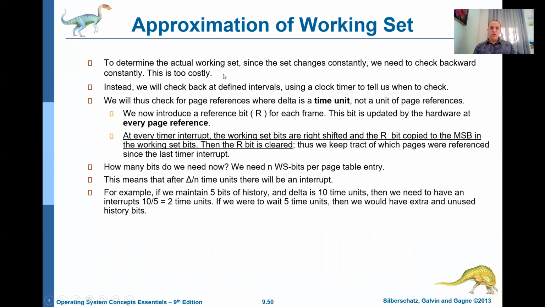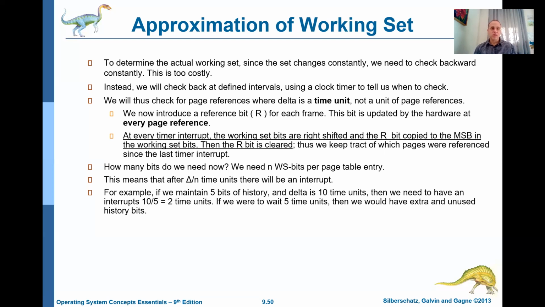To determine the actual working set, since the set changes constantly, we need to check backwards constantly. This is too costly. Instead, we will check back at defined intervals using a clock timer to tell us when to check. Up to now we were saying we're going to check every reference. Now we're not going to check every reference, we're going to check every unit of time, which essentially means every unit of commands, instructions, more or less. So I'll look back 1,000 instructions and see all the page references.